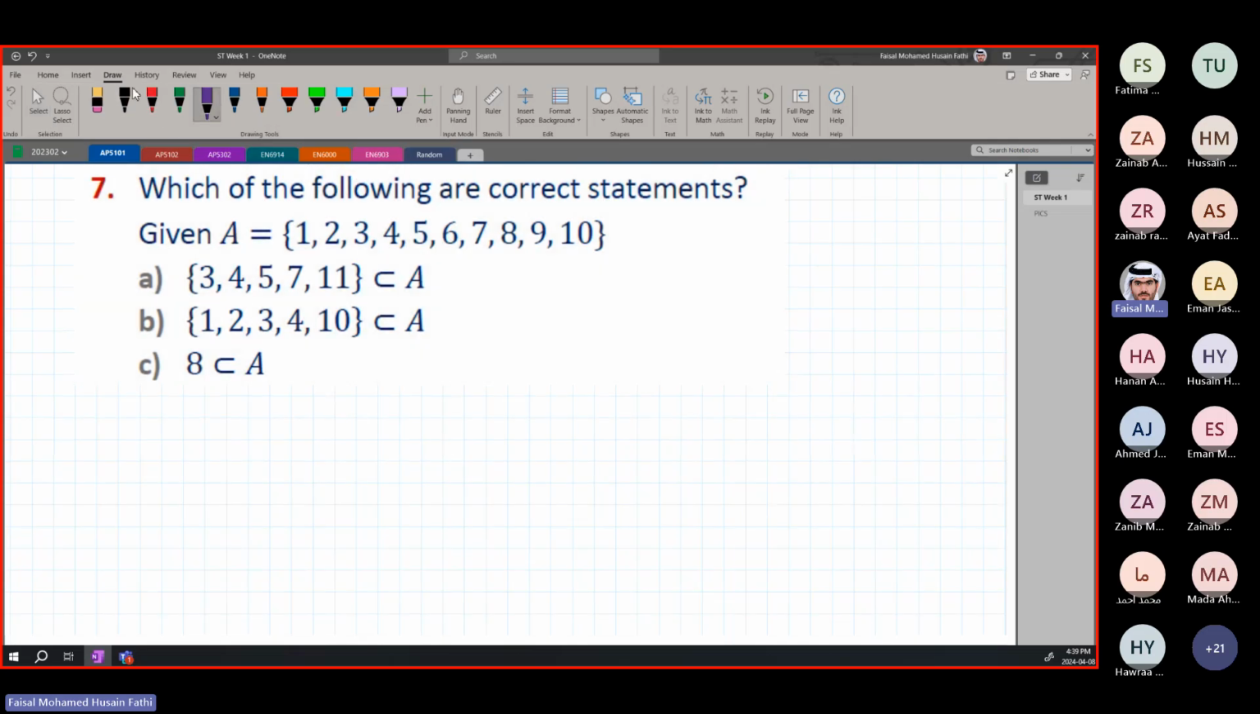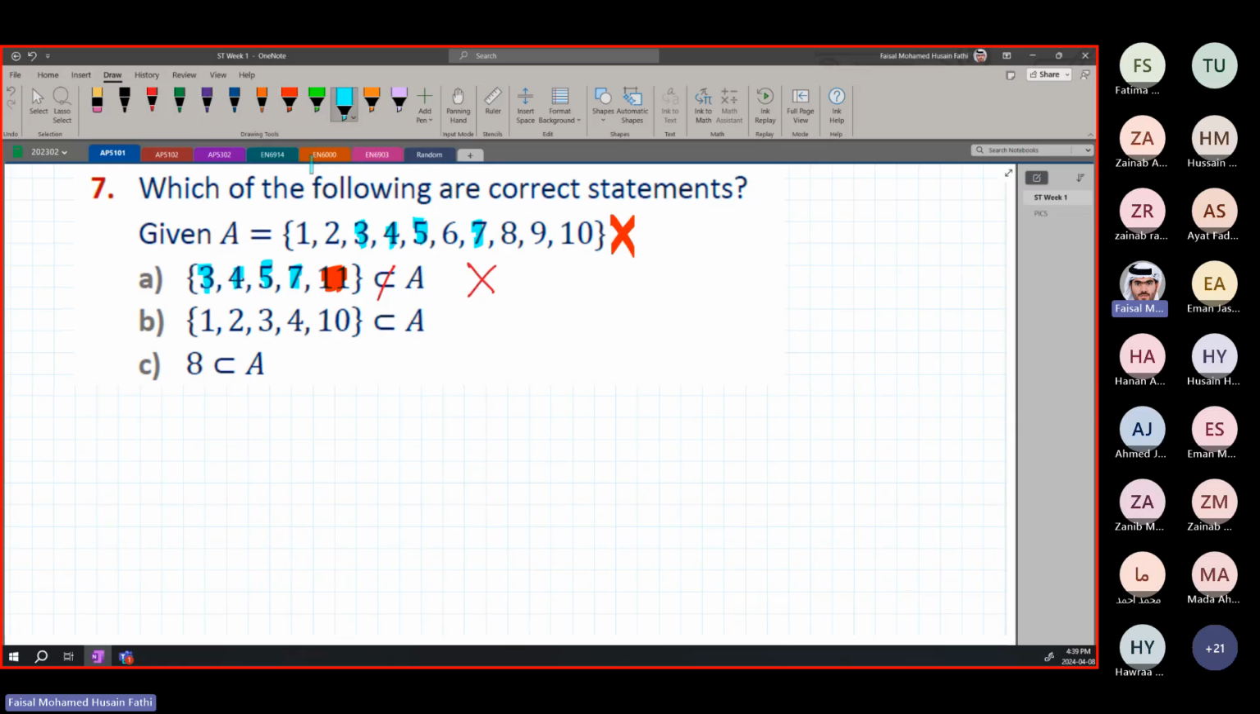Now, which of the following are correct statements? Given A is equal to {1, 2, 3, 4, 5, 6, 7, 8, 9}. So that's A. I'm not going to write it again. We have this to be A, which is the numbers from 1 to 10. So is {3, 4, 5, 7} a subset? Let's look at them one by one. 3, we have it here. 4, we have it here. 5, we have it. 7, we have it. 11, we do not have 11 here. So this is not a correct statement. This is not a subset.